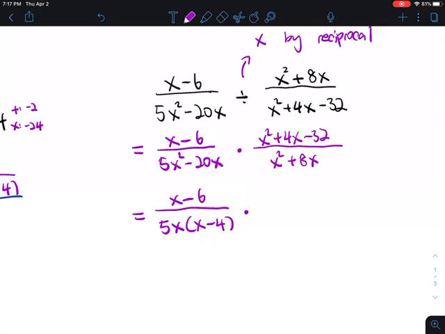So that checks out. And then up here, let's see, factor. So up here, I want numbers that add up to 4 and multiply to negative 32. That looks like x plus 8, x minus 4. On the bottom, once again, I have a greatest common factor, which is x, and then I'm left with x plus 8.